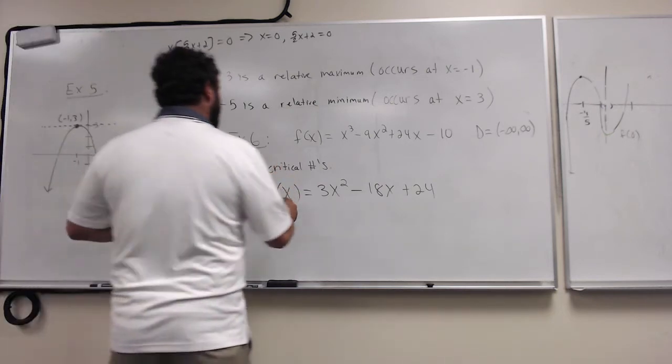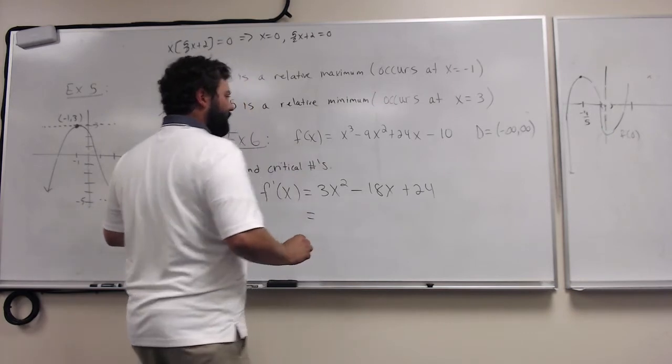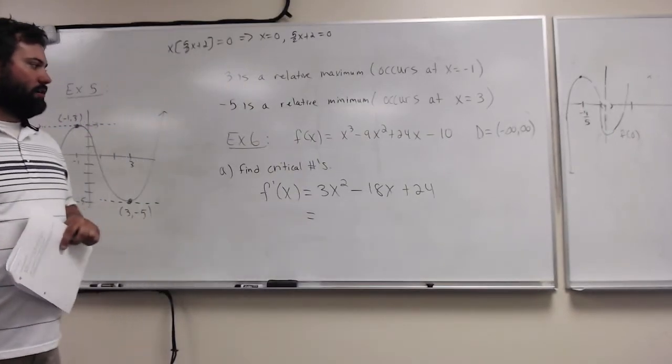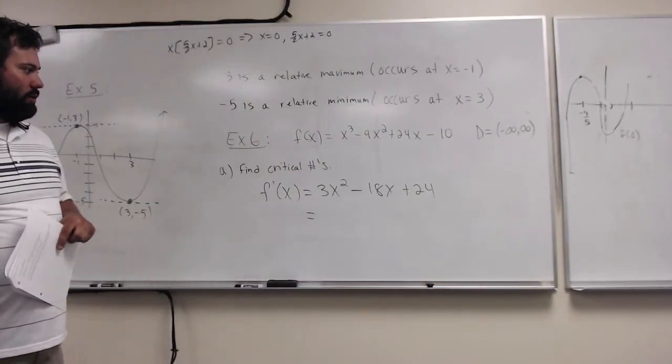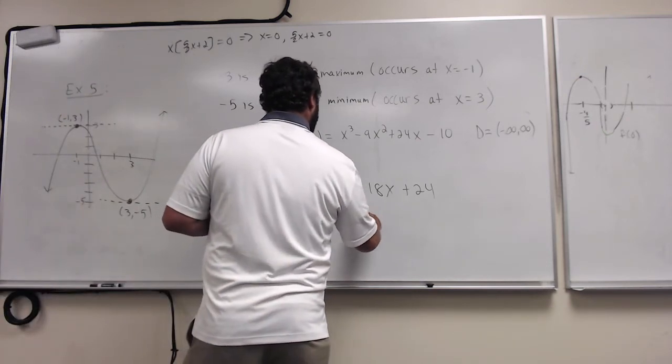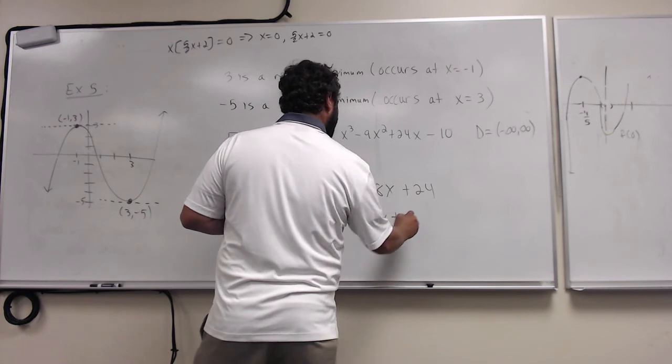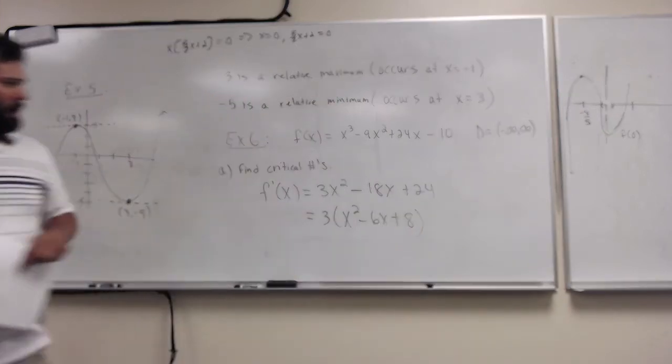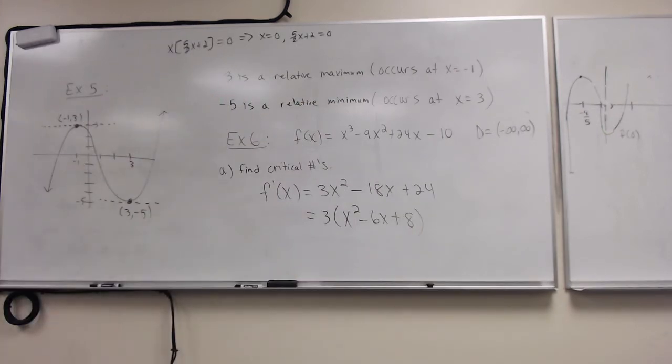And then now we can simplify this. Is there a constant factor that's in every term? Yeah, you can pull out the 3 and have x squared minus 6x plus 8. 8 times 3 gives you 24. And if I did this right, I chose it in such a way that this would factor.